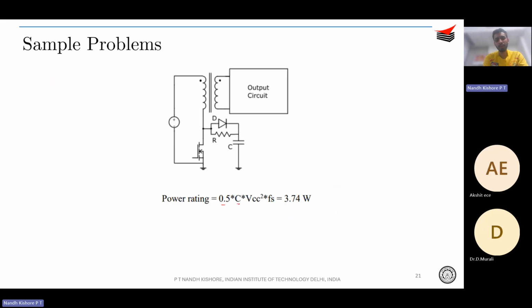So half into C, VCC square, and Fs, you can directly get what is the power rating. So half CV square into Fs. So the power, you can call it as I square R, correct? I square R, where you need to take this as the IRMS, right? But obviously the simplest way would be, because the resistor is just going to dissipate the amount of energy expended over here in the capacitor, it would be half CV square into the switching frequency.